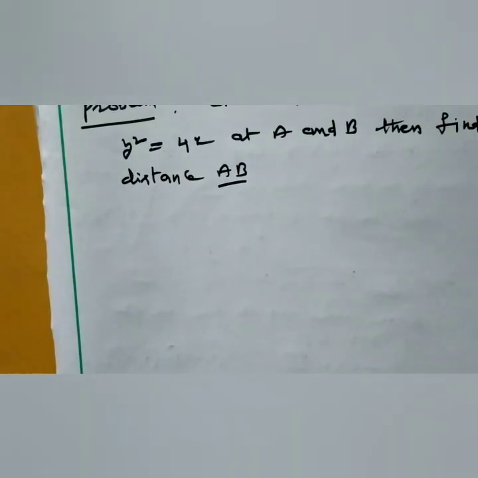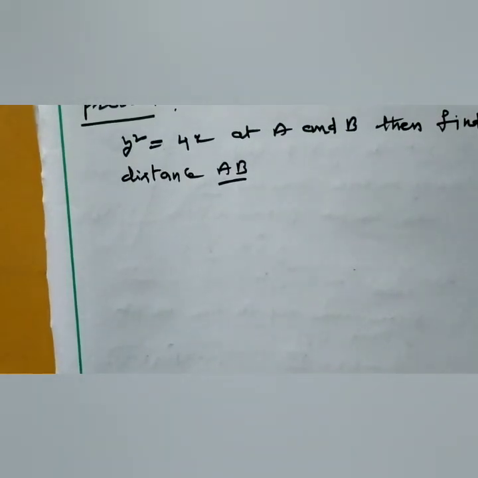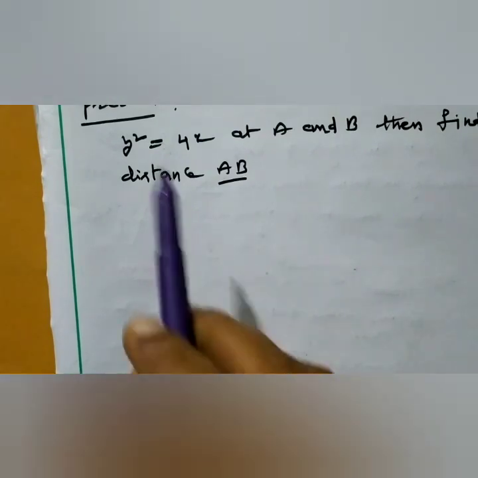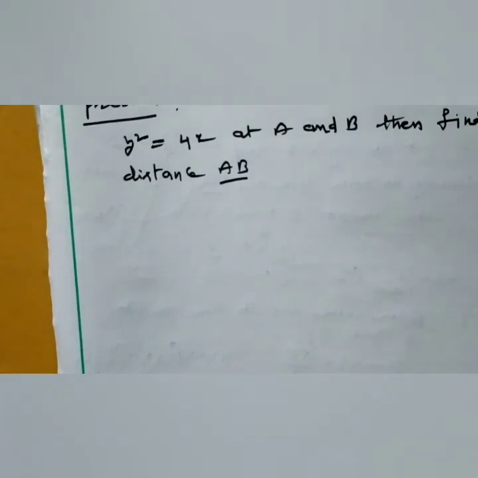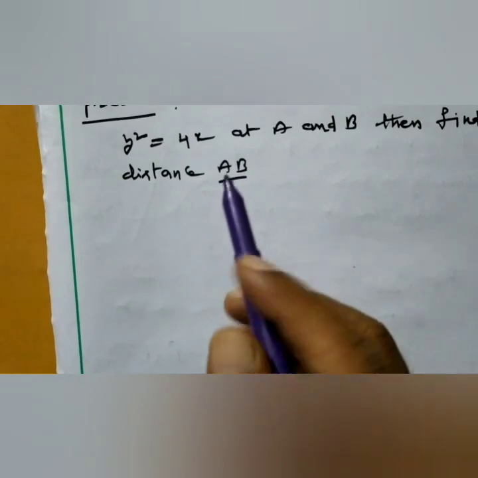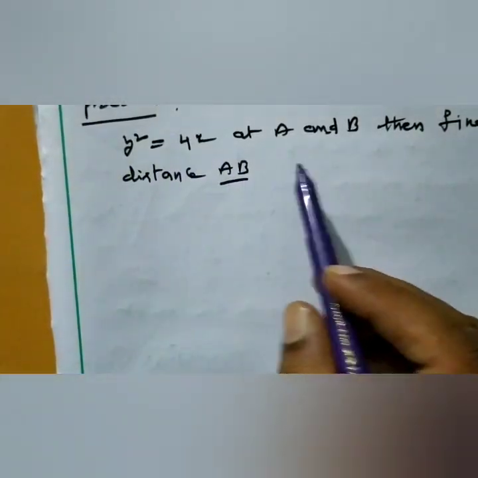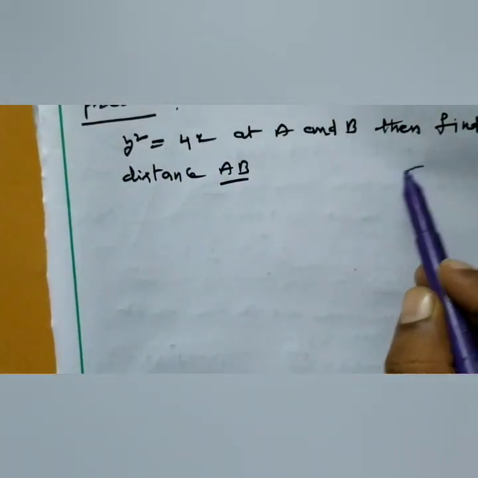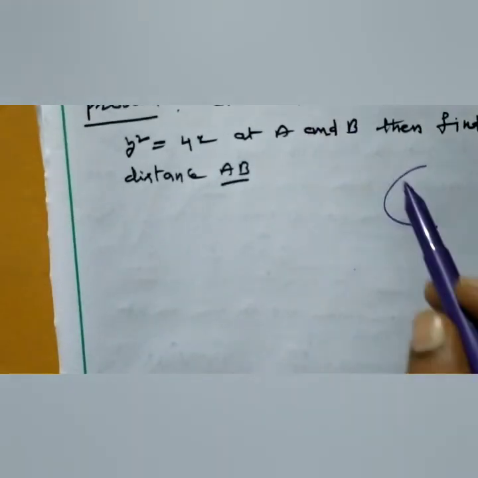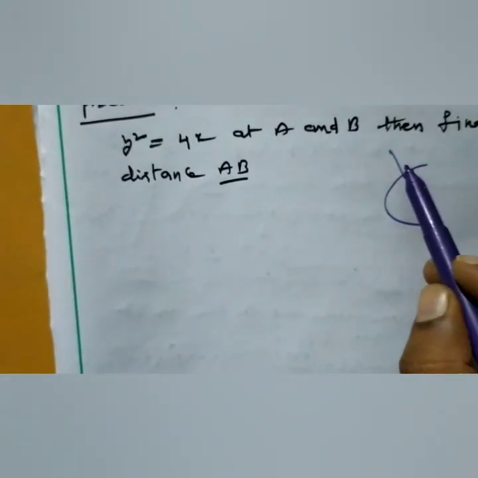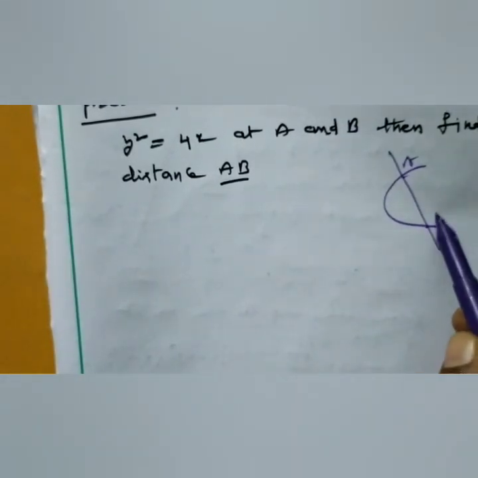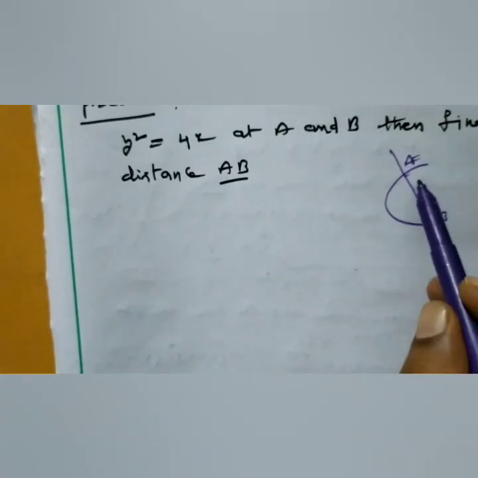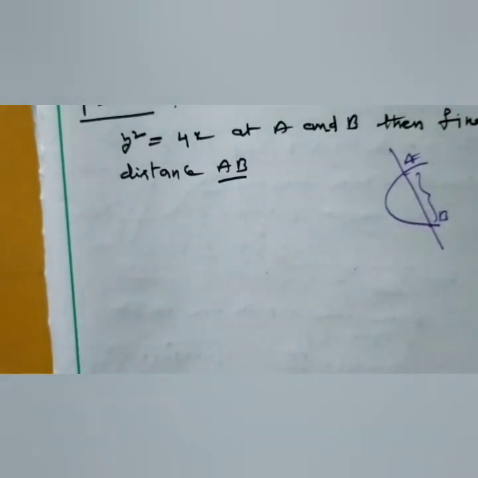Based on this concept, let us do one problem. Let x plus y is equal to 2 intersect the curve y square is equal to 4x at A and B. Then find the distance AB in this case. So a conic is given, any conic it can be. Here it is a parabola, we will discuss later. The line intersects at 2 points, let us say A and B. These are the points of intersection. We need to find the length of the chord.